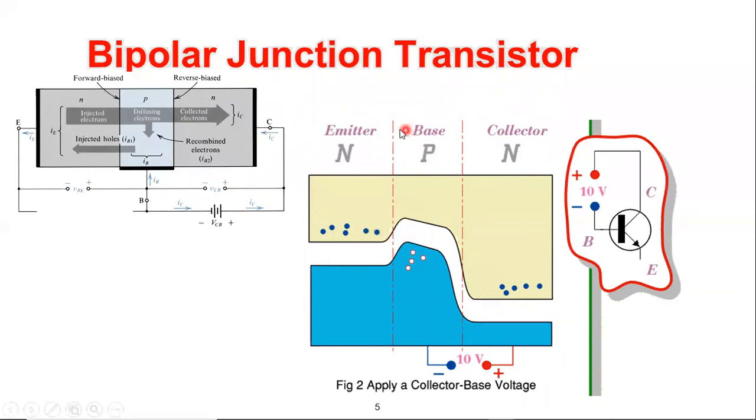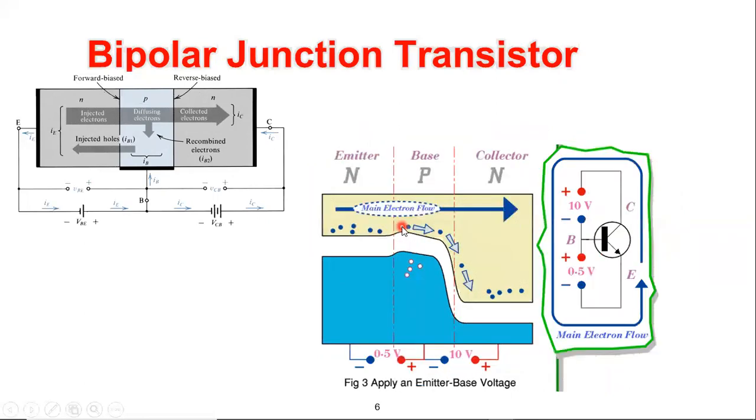How should I get rid of this potential? I will get rid of this potential if I make this junction, which is the emitter-base junction, a forward bias junction. That is the second condition. As I mentioned, we need two conditions in order to make current move. So now, this is the second condition: I connect the positive terminal of the battery with the base, which is p-type, and I connect the negative terminal of the battery with the emitter, which is n-type.